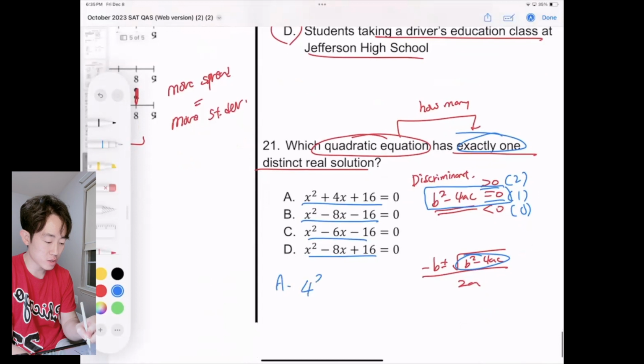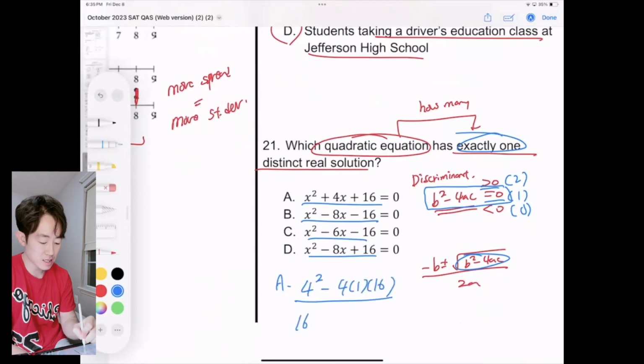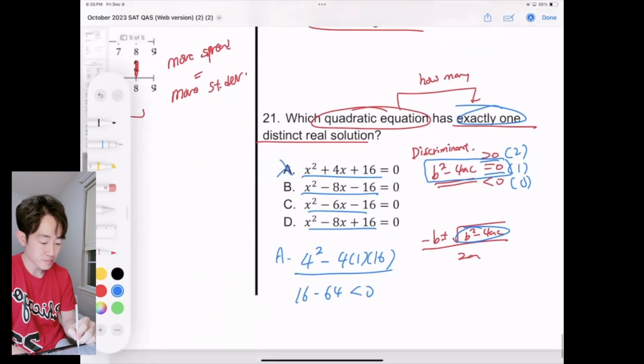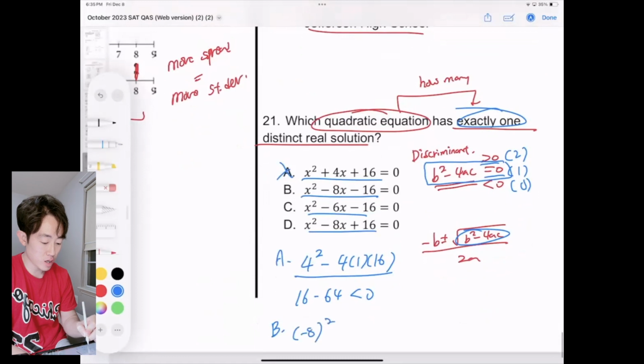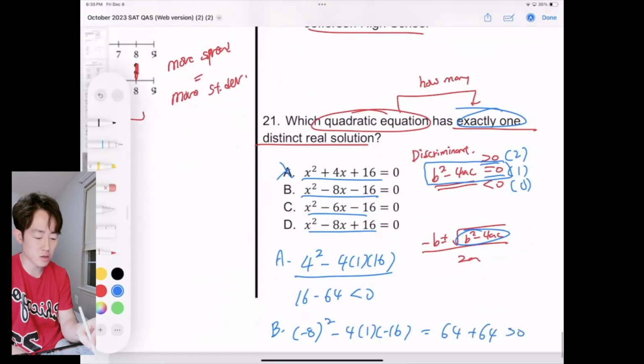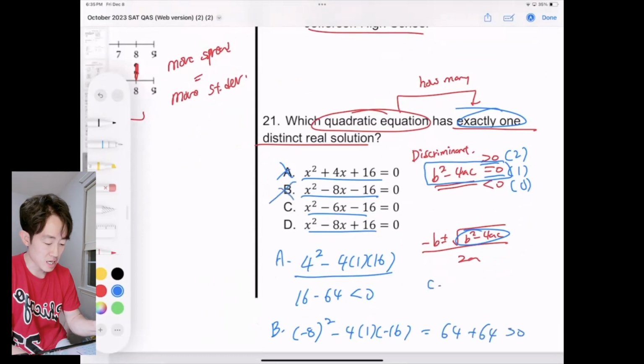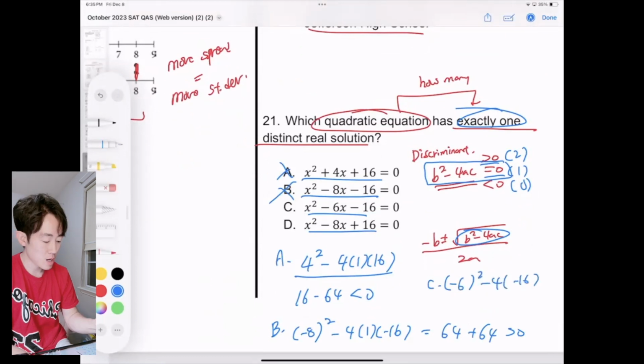A, it's 4 squared minus 4 times 1 times 16. Right out of the get-go, that's 16 minus 64, so no, that's less than 0. B, that's negative 8 squared minus 4 times 1 times negative 16. That's 64 plus 64, so that's greater than 0, so B is out. C, that's negative 6 squared minus 4 times negative 16 times 1. 36 plus 64, excuse me, that's greater than 0. All right, so it seems like we only have our winner, which is D.